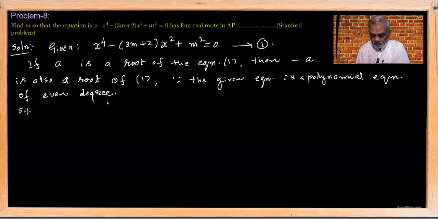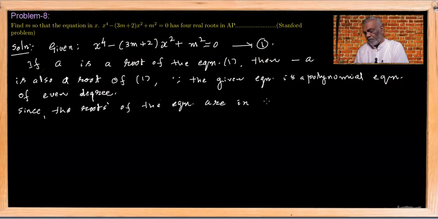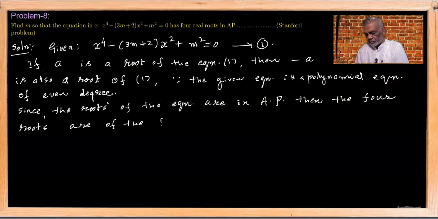Since the roots of the equation are in AP, I mean arithmetic progression, then the four roots are of the form minus 3a, minus a, a, and 3a, because these four numbers are in arithmetic progression whose common difference is 2a.